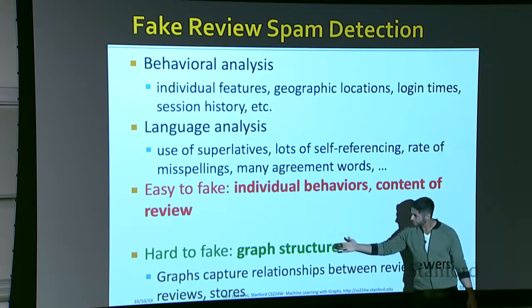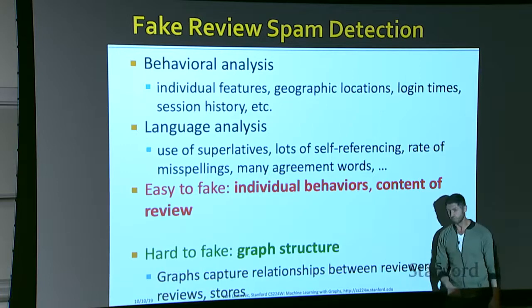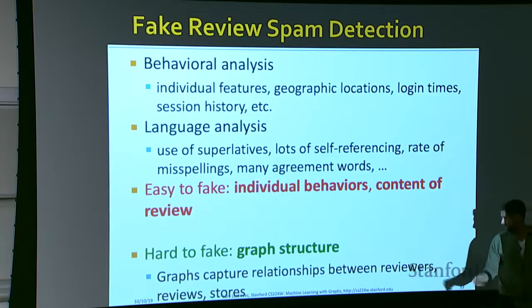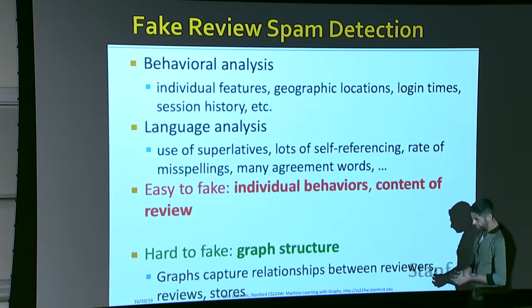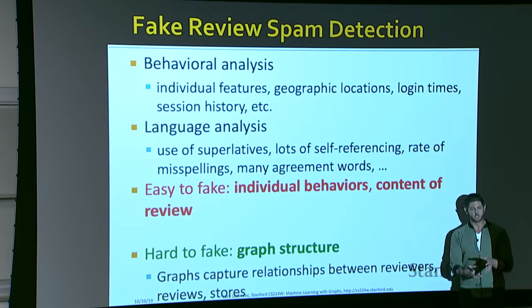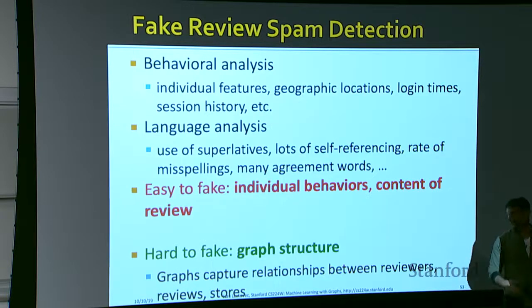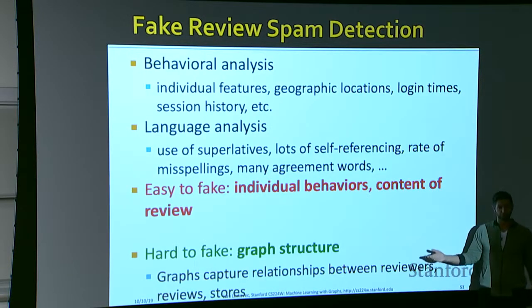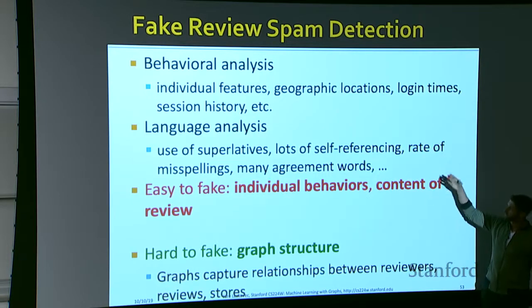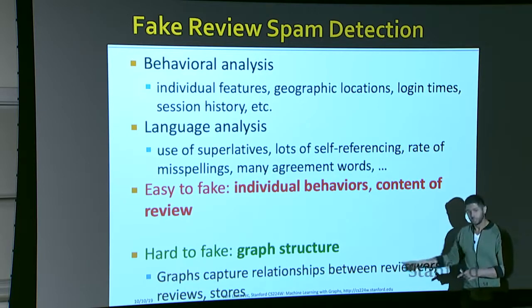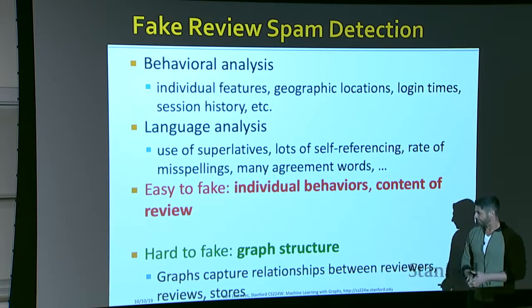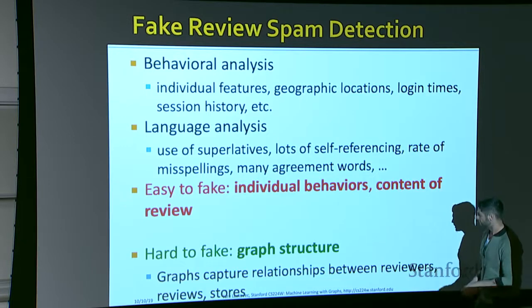So given that these features are not reliable anymore, we had to think about something more powerful. Luckily, it's much harder to fake the graph structure. The graph structure captures the relationship between the reviewers, the reviews, the items, the stores, and so forth. Okay, so similarly to what web pages do, as we were saying before, if they are malicious, they tend to link to each other. We see something similar also with reviewers. Basically they interact a lot with each other, or we see that people from similar areas, similar session histories, all tend to be identified in a very small area of the graph.